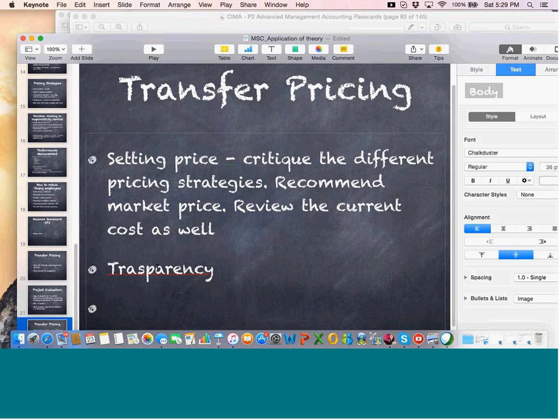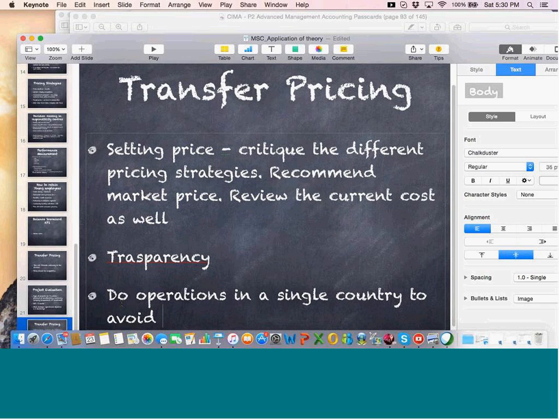Transparency. Correct. Transparency. That's important. Higher prices or lower prices? Both. You have to be transparent to the government. Right. Transparency. What else should we look into? We should look at doing it in a single country, to avoid logistic cost exposure.